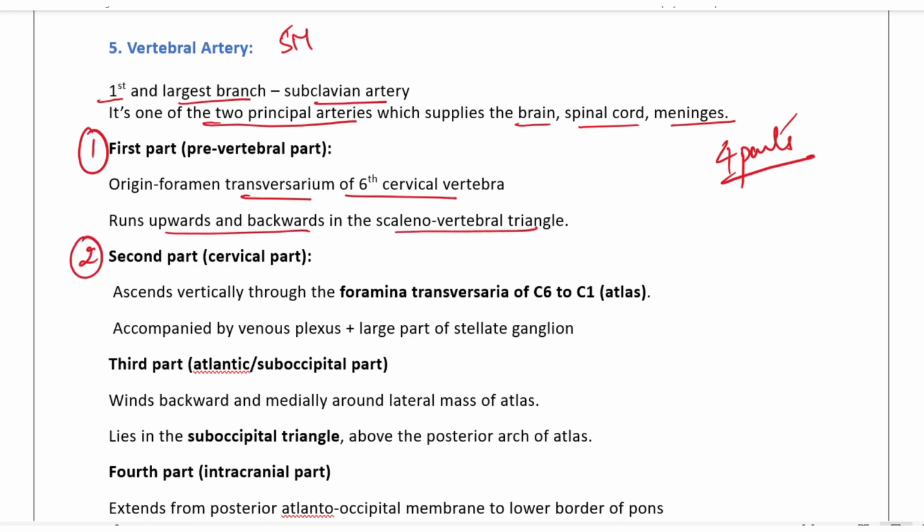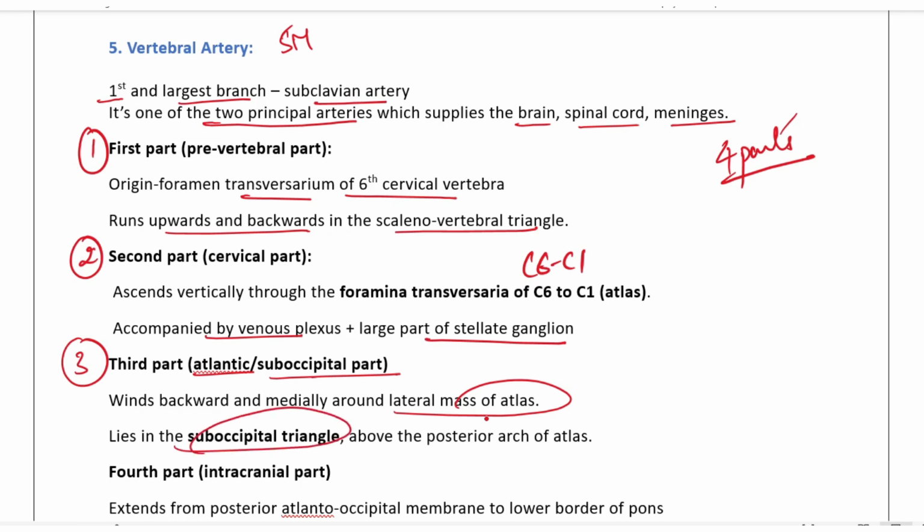Then we have the second part. It runs from C6 to C1. It's accompanied by the venous plexus and a large part of the stellate ganglion. Then we have the third part. It's called the atlantic or suboccipital part. Atlantic because it winds around the atlas. Suboccipital because it lies in the suboccipital triangle.